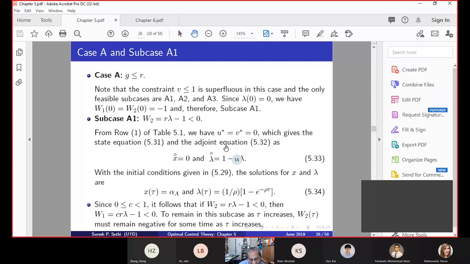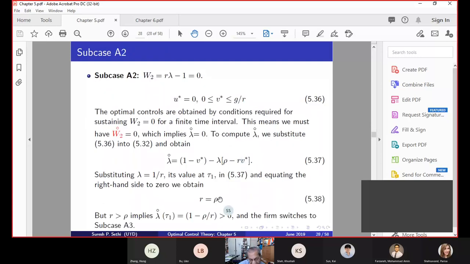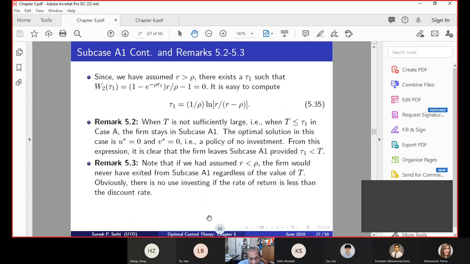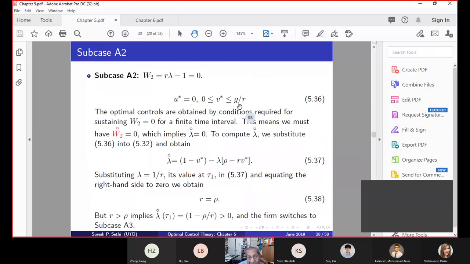But we don't assume that. This is kind of a degenerate case. We're assuming r bigger than rho. And if r is bigger than rho, the lambda circle is going to be strictly bigger than 0, no matter what, at tau 1. That means after tau 1, I can only maintain this particular condition for zero amount of time. So after tau 1, the case A2 cannot be sustained for more than a zero amount of time.